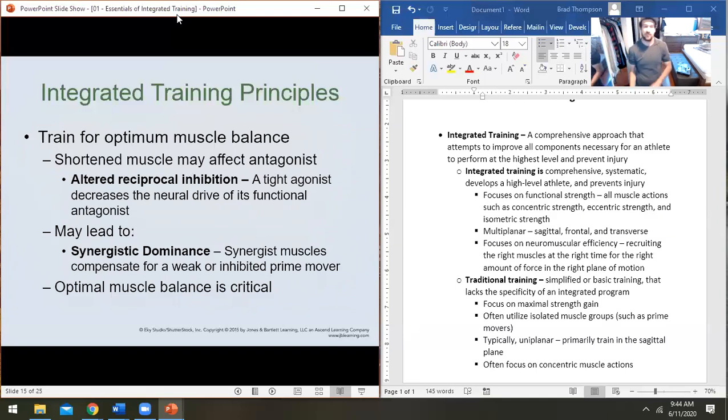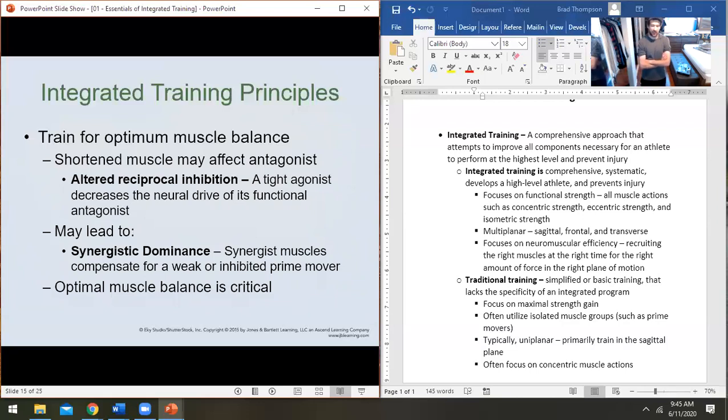And those muscle imbalances are caused primarily by these two things here. You have a shortened muscle, caused by an overactive agonist, that is decreasing the neural drive of its antagonist. Again, this is like the Joker pulling too hard and Batman can't do his job. That's not something we want to have happen. So that's a term we call altered reciprocal inhibition. A tight agonist decreases the neural drive of its antagonist.